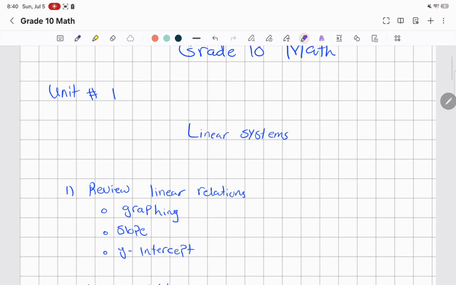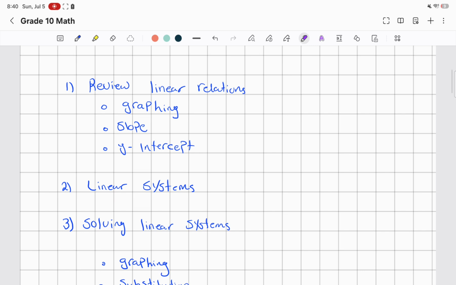So to break down the unit, the first part is that we will take a small amount of time to review grade 9 linear relations. We'll go over graphing, slope, and the y-intercept. The second part of the unit, we'll look into linear systems. What is a linear system? Where are they being used? And the benefits of linear systems.